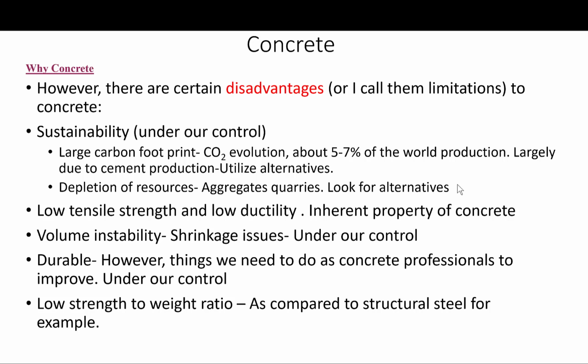The second problem is the depletion of resources. For example, aggregate quarries are running low. What can we do? Look for alternatives to the natural aggregates. And again, we can do something about it. The other problem is the low tensile strength and low ductility. This is an inherent property of concrete, and we have ways to get around it. The volume instability, shrinkage issues, and again, it's under our control, and we can do many things to overcome this issue.